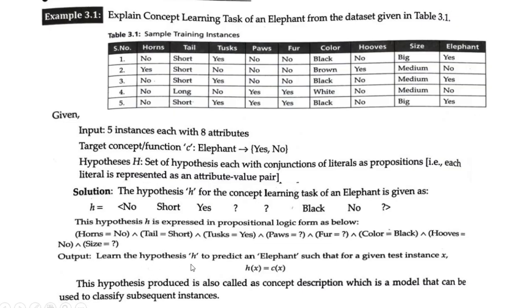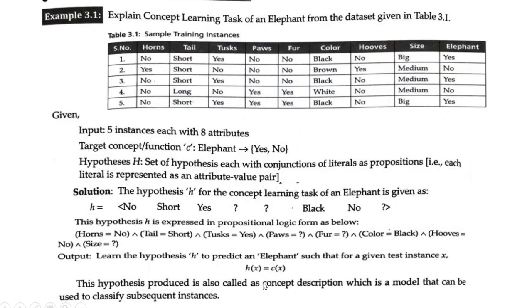So what is the output? We learn from the hypothesis small h to predict an output as elephant such that, given a test instance x, small h of x is equal to c of x. So what is my goal? I have discussed in the previous sessions. The goal is that our predicted hypothesis and our target hypothesis should be the same, or at least approximately the same, right? We have an ideal hypothesis and the predicted hypothesis should be approximately the same.